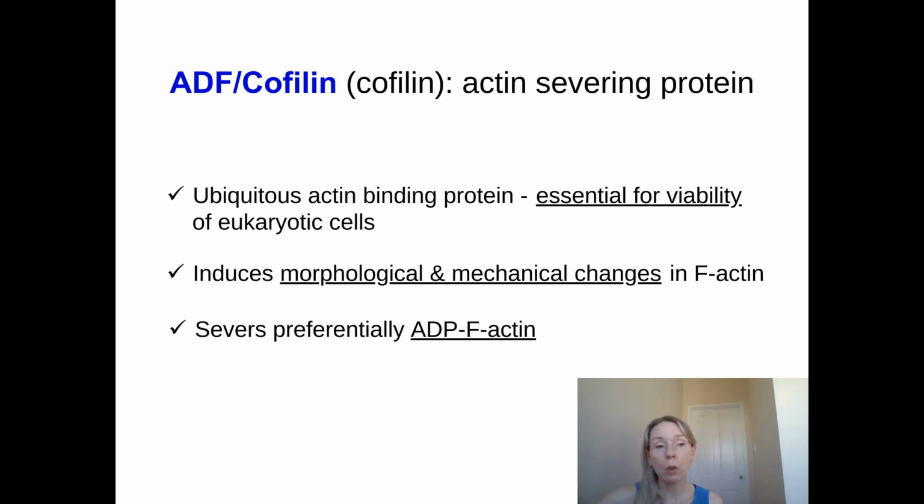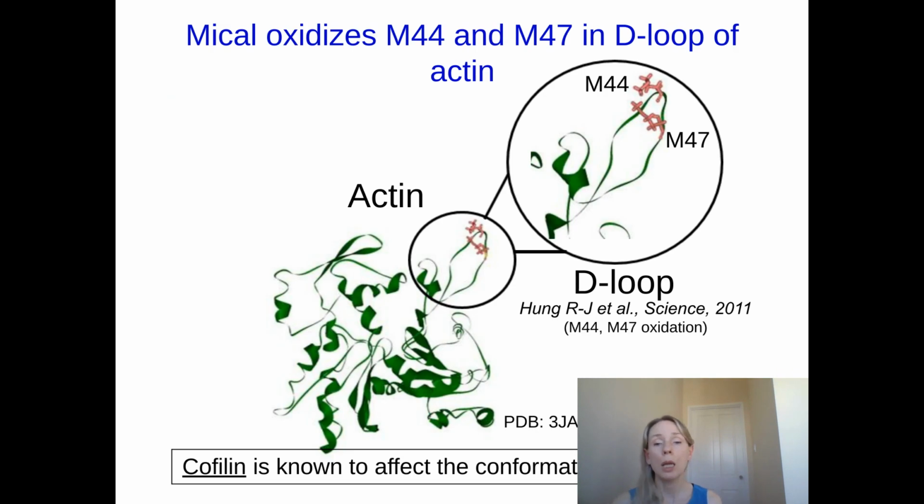And the reason why we were interested in this regulator and its potential crosstalk with Mical and oxidized actin is because this protein is known to affect the conformation of the DNase binding loop, and that's the region of actin where those substrate methionine residues locate. So it was a potential that those regulators can crosstalk in vivo.